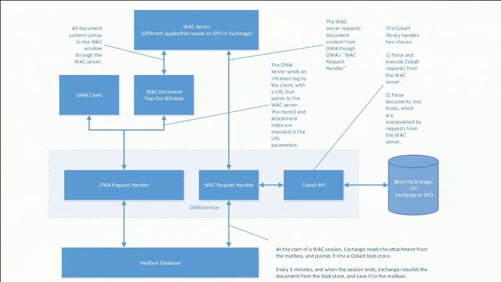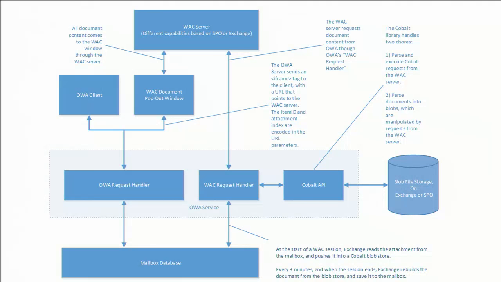But the takeaway here is that when we do that editing capability, as we've pointed out, it works against the OneDrive link as well as it works against just a classic attachment. And the way we were able to accomplish that was through our internal Cobalt API. The Cobalt API is the magic that lets us actually edit a document in line with the Office Online apps.